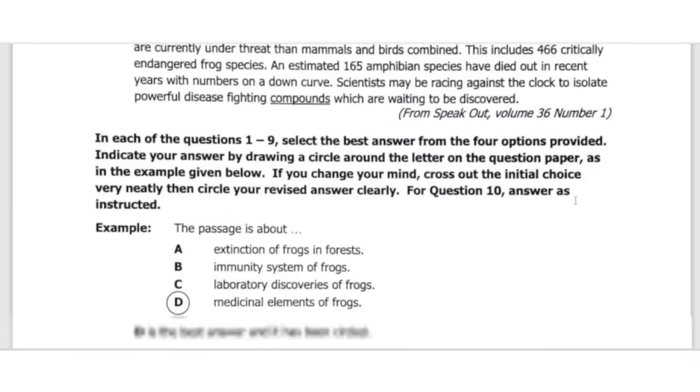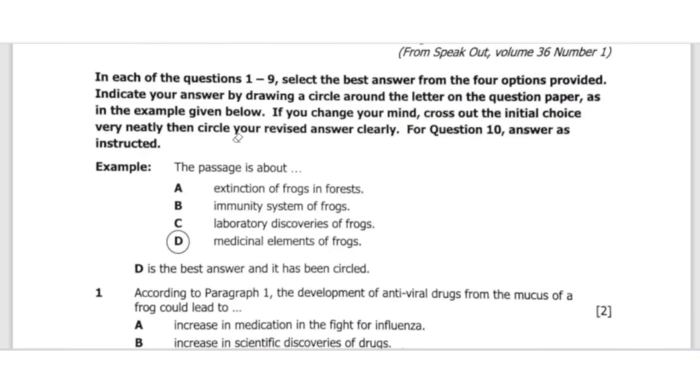to answering questions. Now that we have read, let's go through what we are supposed to do. In each of the questions 1 to 9, select the best answer from the four options provided. Indicate your answer by drawing a circle around the letter on the question paper, as in the example given below. If you change your mind, cross out the initial choice very neatly, then circle your revised answer clearly. For question 10, answer as instructed.